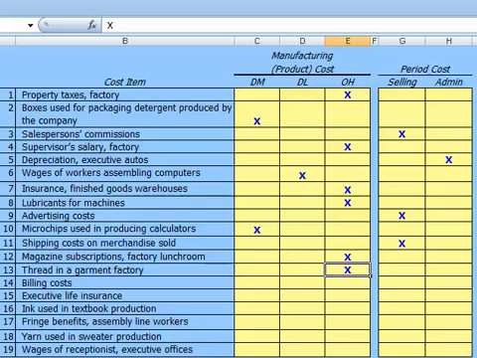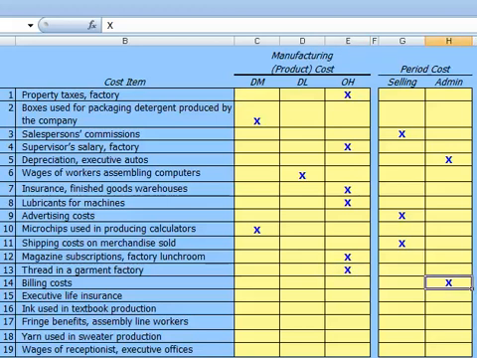Thread in a garment factory. It might be accounted for as a direct material if it's significant in amount and easily traced to the product. But if we're thinking about sewing together fabric that makes up t-shirts or that makes up Levi's or jackets, it would be most likely classified as an indirect material and part of manufacturing overhead.